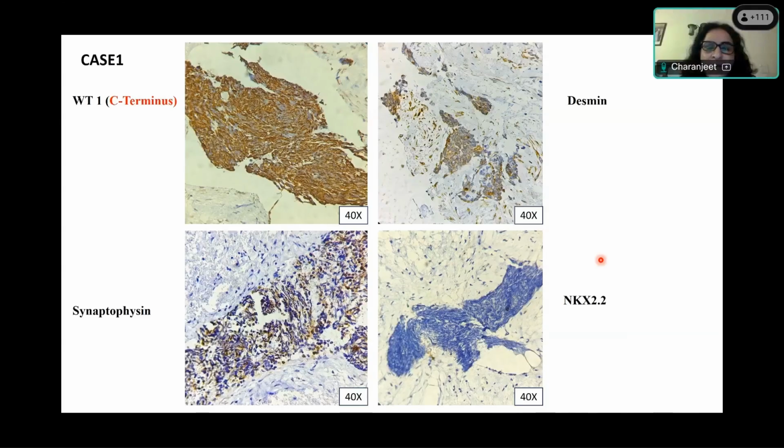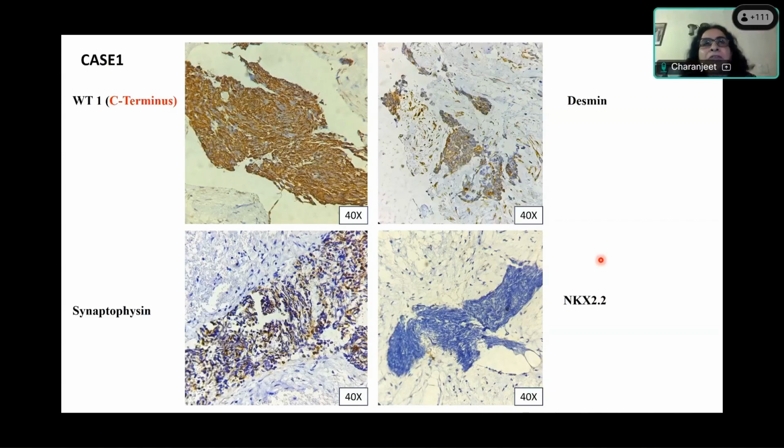Dr. Jasleen, you want to tell me what IHC panel you would order? Synaptophysin, chromogranin, for neural differentiation. Okay, synaptophysin and chromogranin, which would go in favor of a neuroblastoma. Yes, good. Ma'am, if we get Desmin positivity or WT1 positivity, it can go in favor of desmoplastic small round cell tumor. Yes, very good. So that you would order.